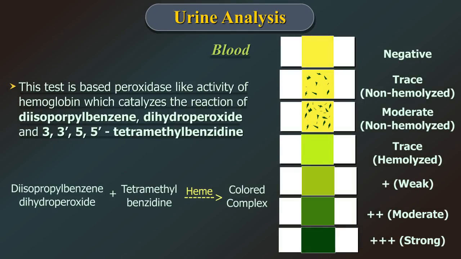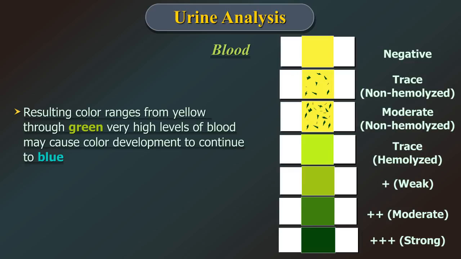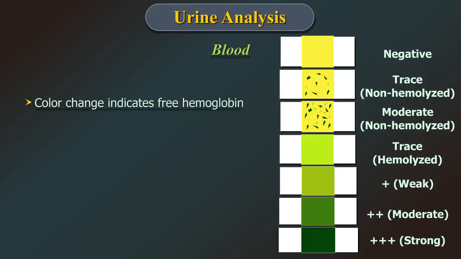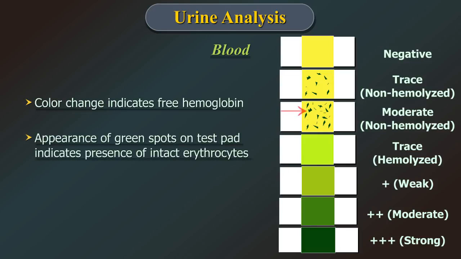Blood. This test is based on the peroxidase-like activity of hemoglobin, which catalyzes the reaction of diisopropyl benzene dihydroperoxide and 3,3',5,5'-tetramethylbenzidine. The resulting color ranges from yellow through green. Very high levels of blood may cause color development to continue to blue. The color change indicates free hemoglobin. The appearance of green spots on the test pad indicates presence of intact erythrocytes.